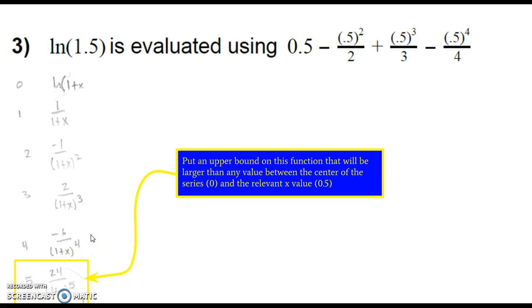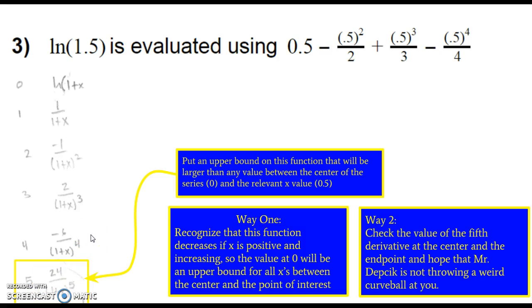There's two ways to look at this. One way is to recognize that this function decreases all the time for positive x's, and so that means that if we evaluate it at 0, it'll be 24. At 0.5, it'll be something less than 24. So I'm going to use 24 as my upper bound.